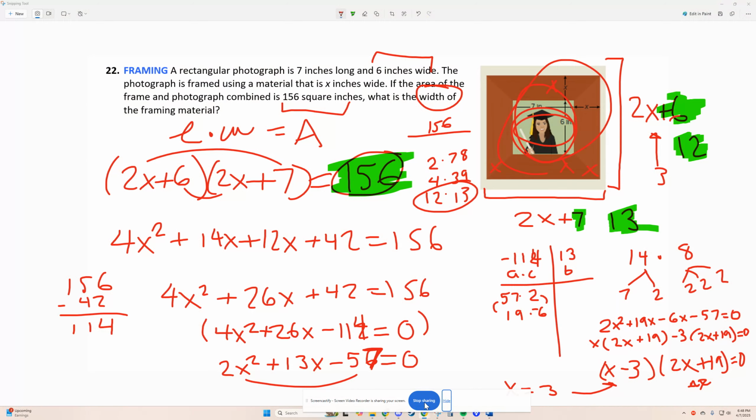That is how you solve that problem. The width would be 12 inches.